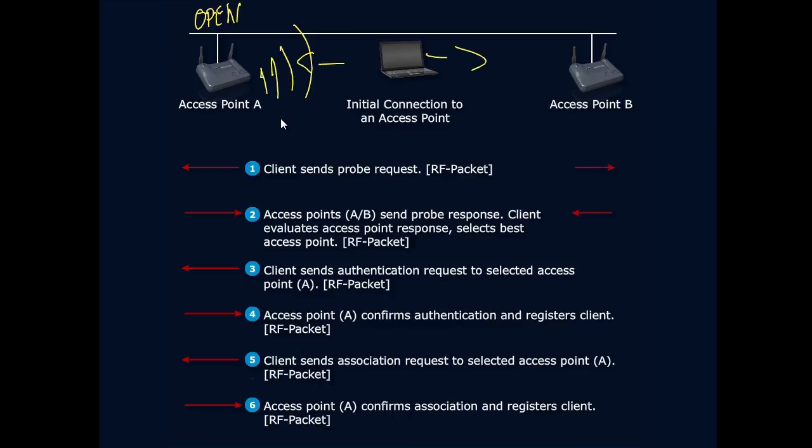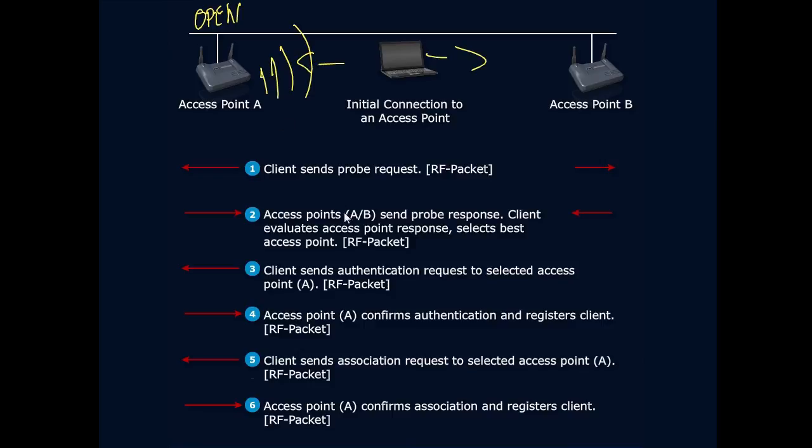Now the client sends an authentication request. Basically says, can I access your network? The access point then confirms the authentication and registers the client to the cell in which it belongs. It says, okay, you are now a part of this process. You can join our network.